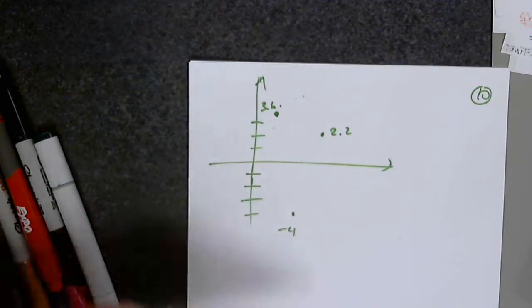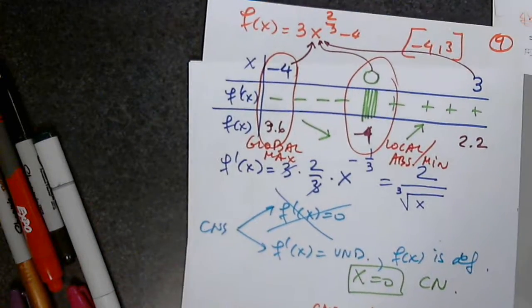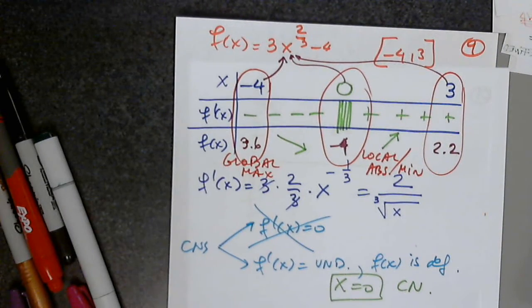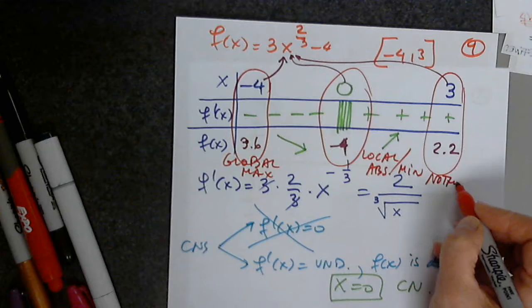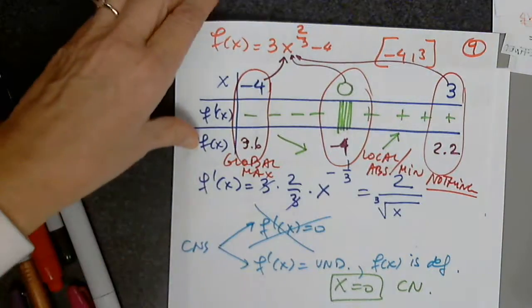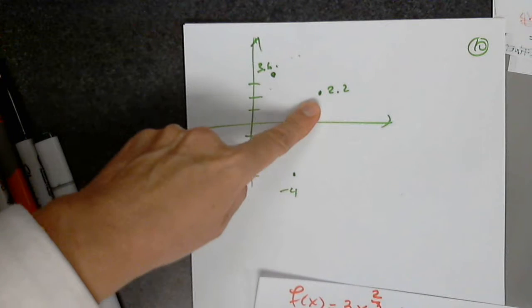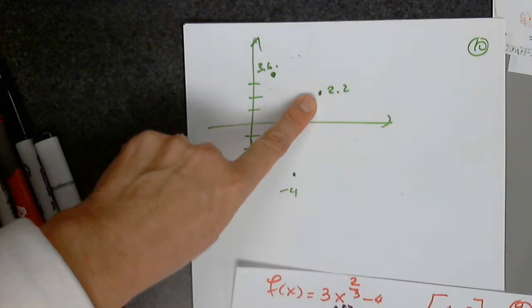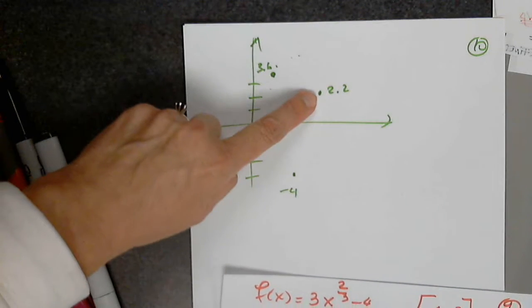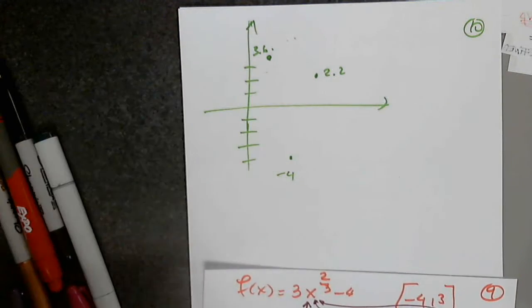Excellent. Finally, what can you say about this point, 3, 2.2? Nothing. By nothing, I mean no point of extrema. It's not a max, it's not a min, it's not local because it's at the end point of the interval. It's not a global. It could be only a global max or global min, but it cannot be global max because there is another one higher than it. It cannot be a global min because there is another one lower than it. So this point does not represent a point of extrema.